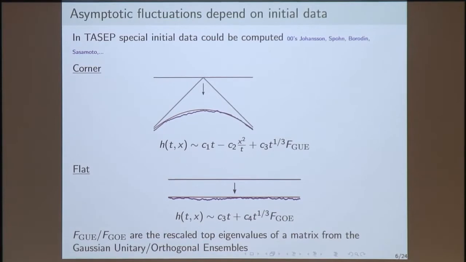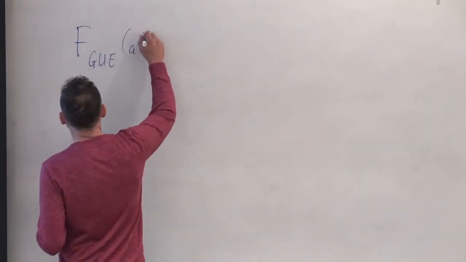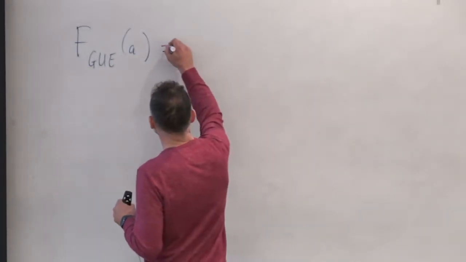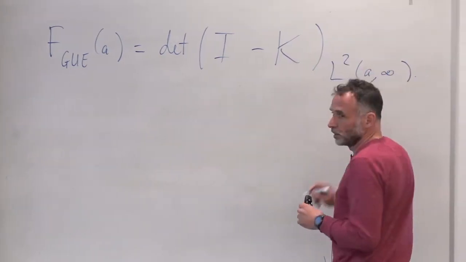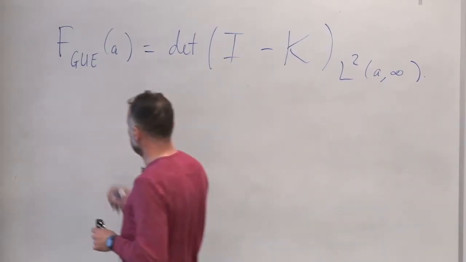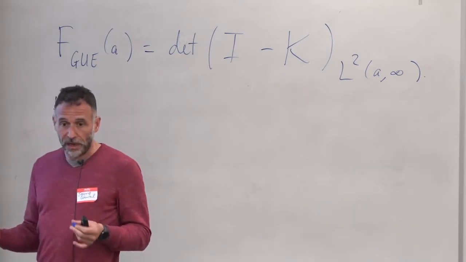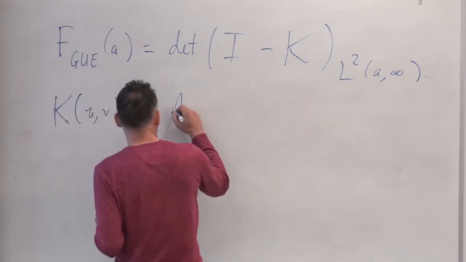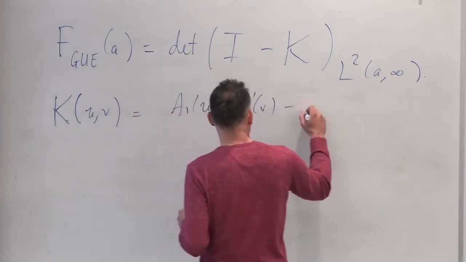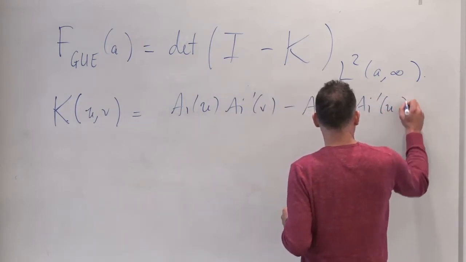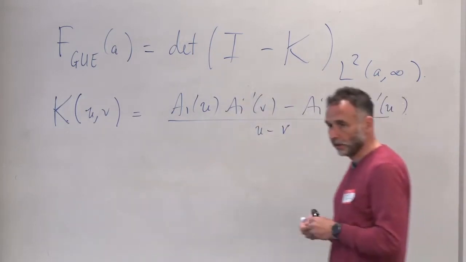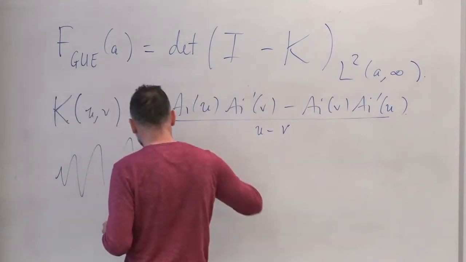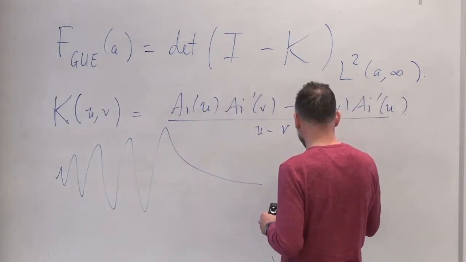Actually, maybe I'll show you the formula for it. So F_GUE of, say, a, this is a probability distribution function. It's given by the determinant of I minus K on L2 of a to infinity. That's where the a comes in, where K is a special kernel. K is an operator defined by its integral kernel, which is this one. And Ai is the Airy function. Did that define the function enough? It's the solution of Ai''(u) = u Ai(u).